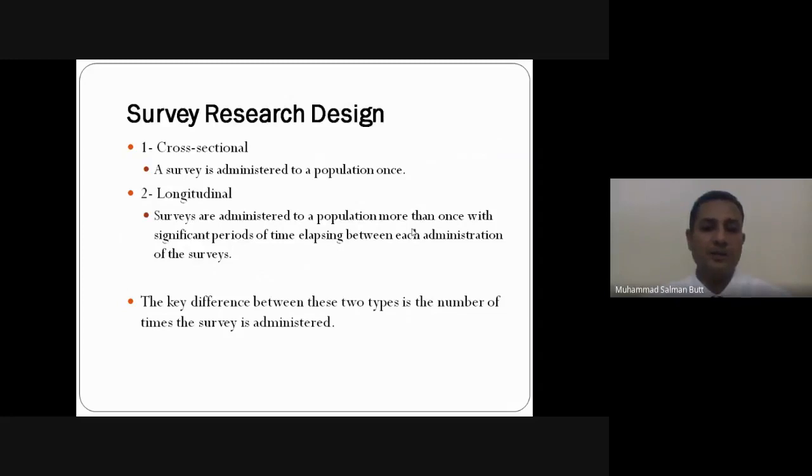But in the longitudinal survey, the survey is administered to a population more than once, with a significant period of time elapsing between each administration of the survey. So that means you are going to measure the same data or a different type of data over a longer period of time. Then you can collect the data multiple times from the same person. This is the major difference between the cross-sectional and the longitudinal survey. The key difference between the two types is the number of times the survey is administered. In cross-sectional study design, you collect data only once, whereas in longitudinal study design, you make multiple attempts to collect the data.